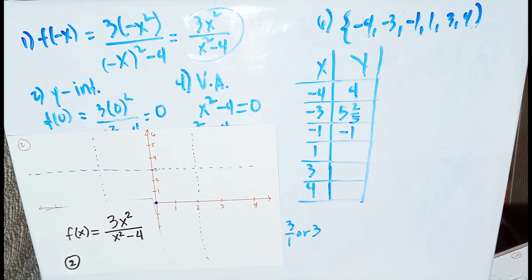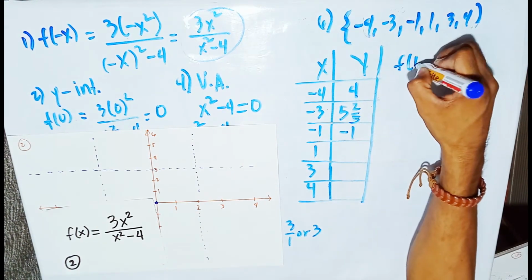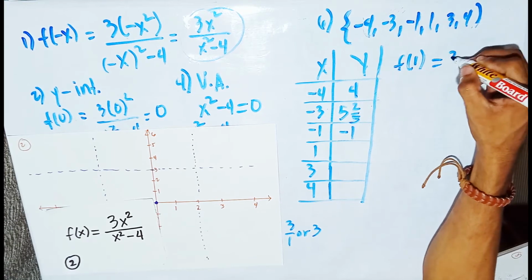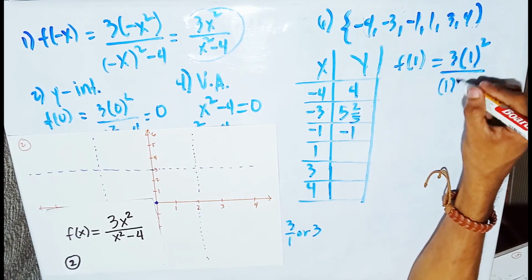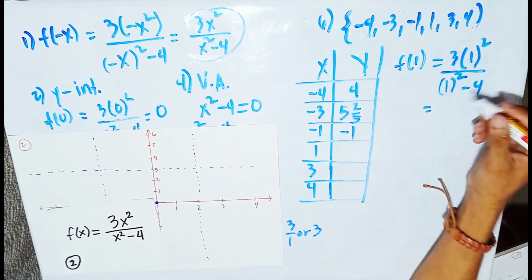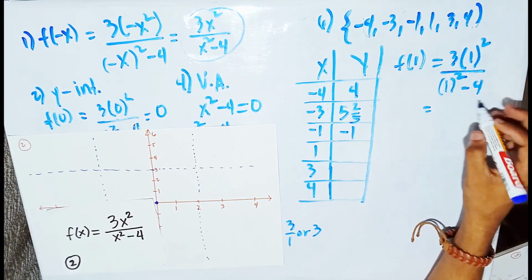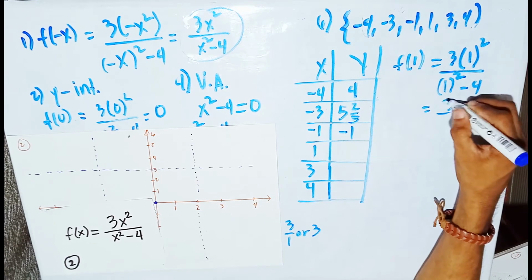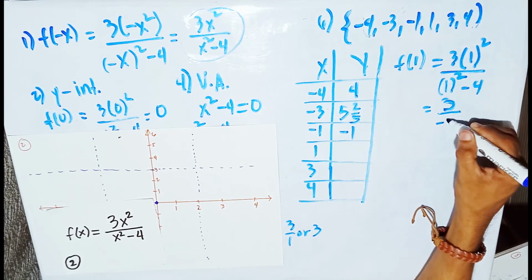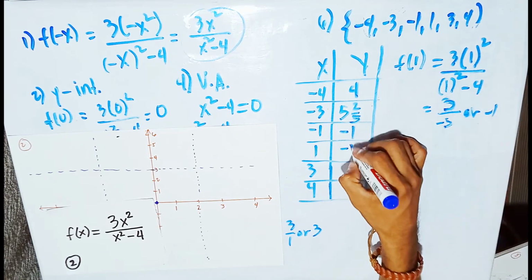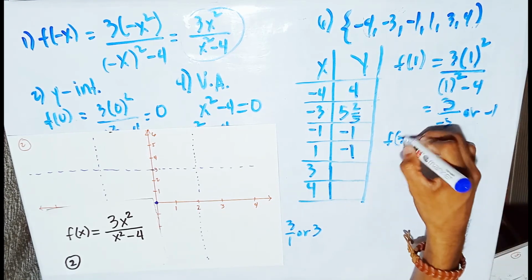Okay. Let's proceed to f of 1 is equals to, next original equation natin is 3 times the quantity 1 raised to 2 over 1 raised to 2 minus 4. So it will equal, okay, just same as this negative 1, because if we have negative 3, we have positive 3 over negative 3, or simply negative 1. So negative 1.